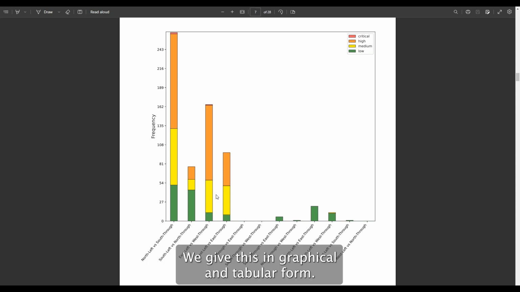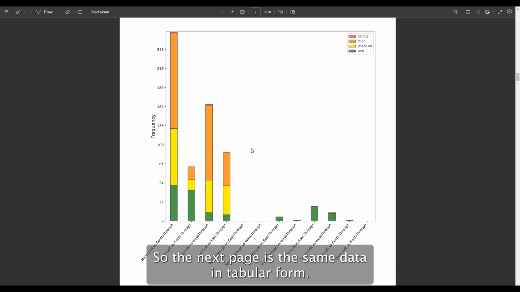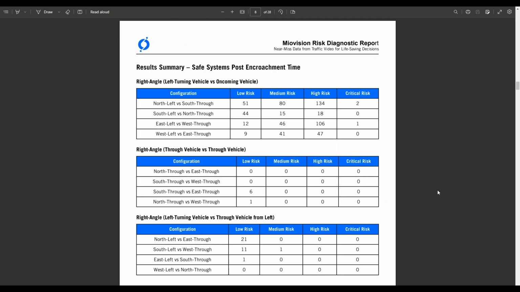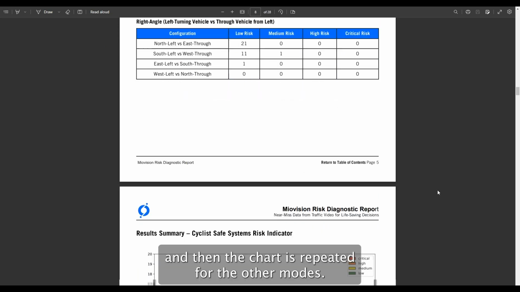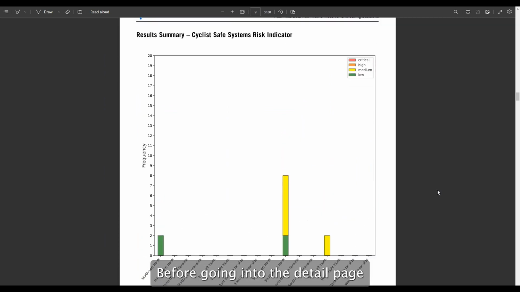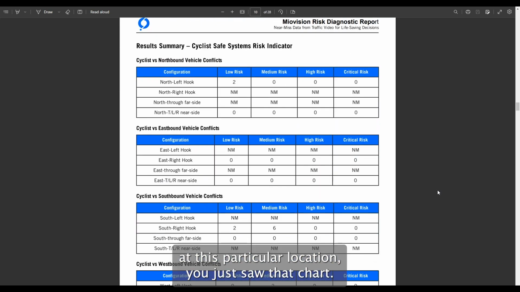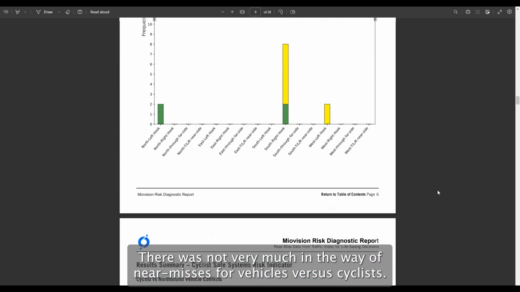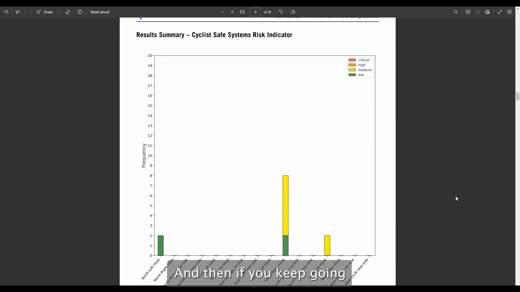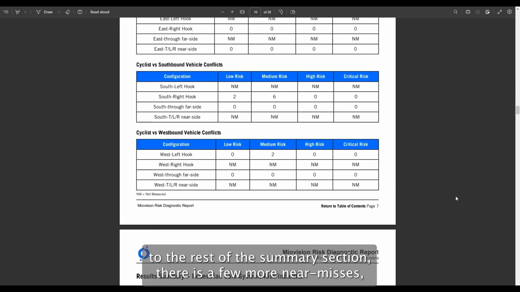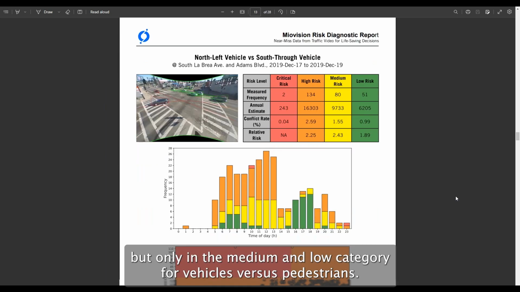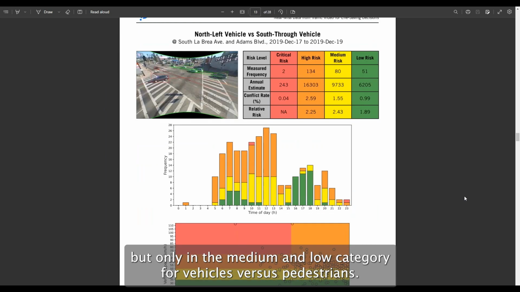We give this in graphical and tabular form. So the next page is the same data in tabular form, the same data from the preceding chart. And then the chart is repeated for the other modes before going into the detail page. At this particular location, you just saw that chart. There was not very much in the way of near misses for vehicles versus cyclists. And then if you keep going to the rest of the summary section, there were a few more near misses, but only in the medium and low category for vehicles versus pedestrians.